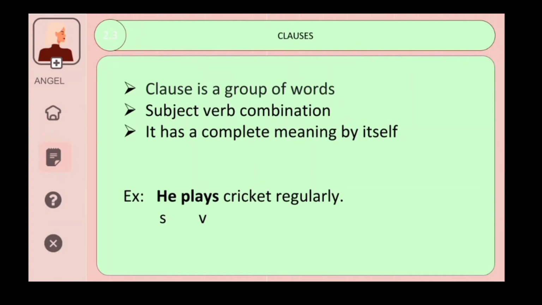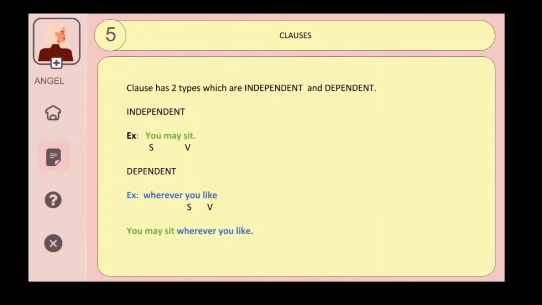Clauses have two types, which are independent and dependent. The independent clause doesn't need any other clauses for its existence. For example, we have "You may sit." "You may sit" is an example of an independent clause. It has a subject and also a verb.